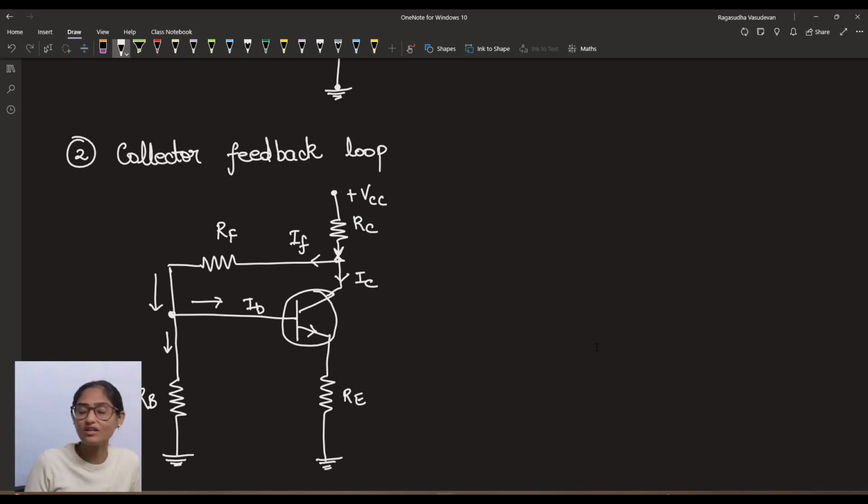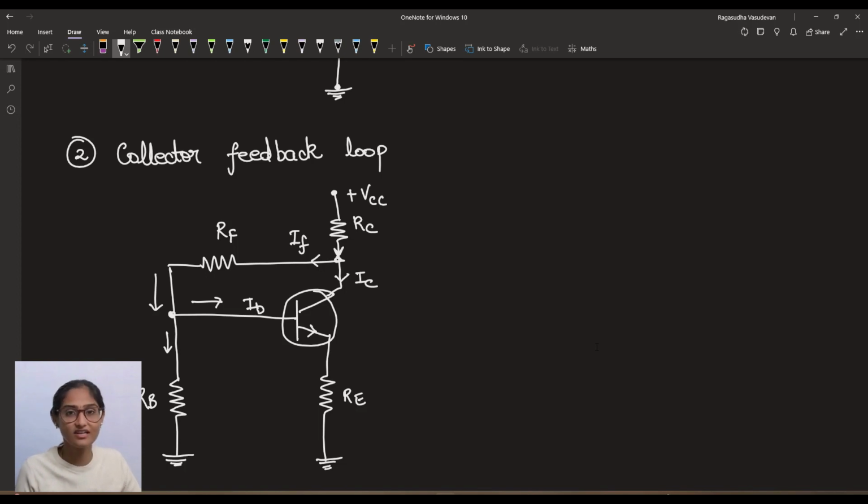Okay, so naturally it is designed to make IB as small as possible so that you will get a large IC. Okay, this is the collector feedback loop. We are going to look at one problem in this model so that you will be able to understand the purpose of this in a better way.